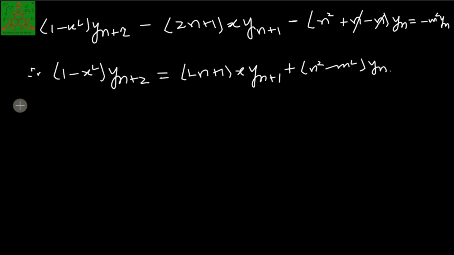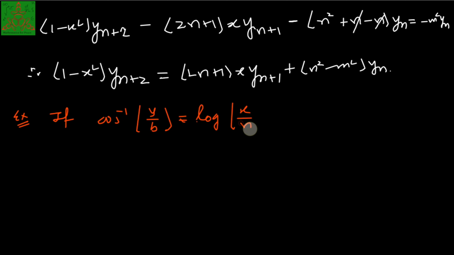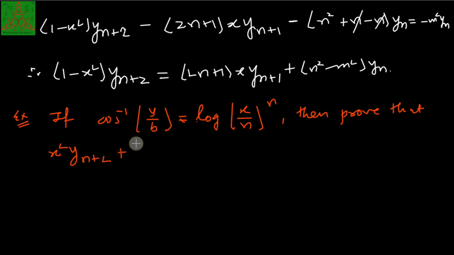Let's solve one more example. If cos inverse of y by b is equal to a log of x upon n power n, then prove that x square yn plus 2 plus 2n plus 1 x yn plus 1 plus n square yn equal to 0.